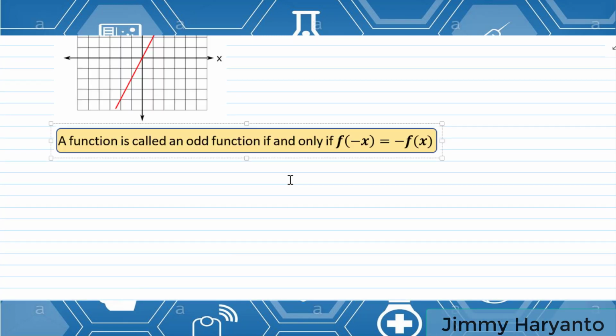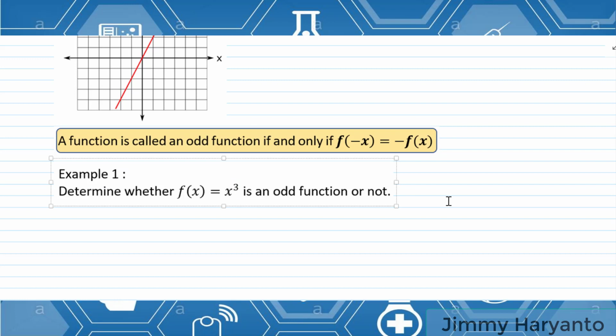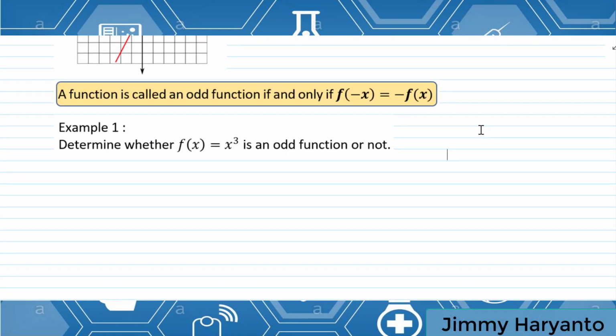Next, a function is called an odd function if and only if f of negative x equals negative fx. So this is used to determine whether a function is odd or not. Example 1: determine whether fx equals x cubed is an odd function or not. How to find this? You have to use this condition, f of negative x equals negative fx.